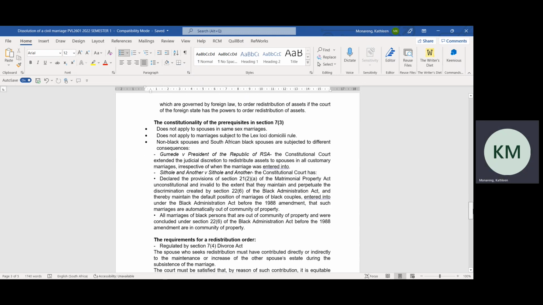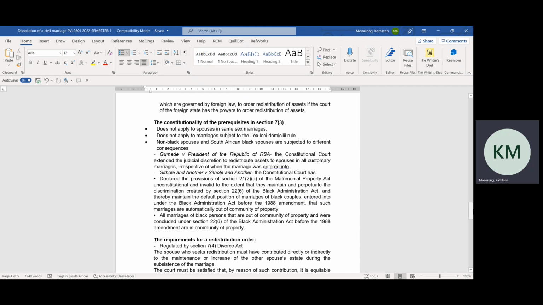Okay, now the constitutionality of Section 7, subsection 3. This provision does not apply to same-sex marriages. This is because same-sex marriages only became legally recognized later on. And then one can argue that they are being discriminated against, because there are spouses who can request the court to order redistribution of assets, while with them the court does not have the powers to do that, because the Civil Union Act does not make provision for that.